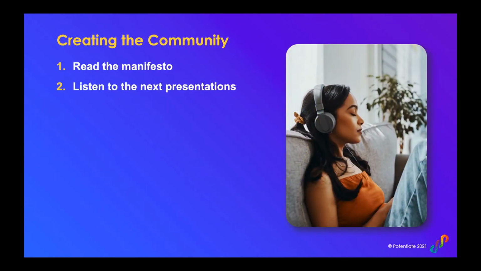Once you've done that, you get to stage 6 of our framework, which is actually creating the community. You've done the design work. Now you need to make sure it happens. And I'm going to say 2 things. The first is read the manifesto. If you've not already downloaded a copy of the Potentiate Manifesto for Insight Communities, let us know and we will send you a copy.